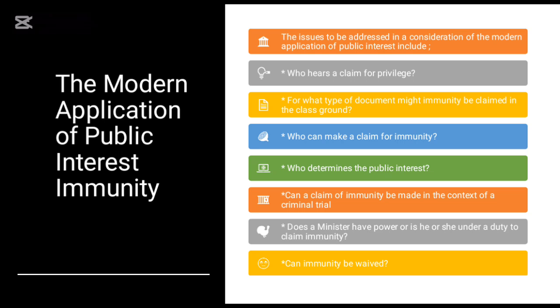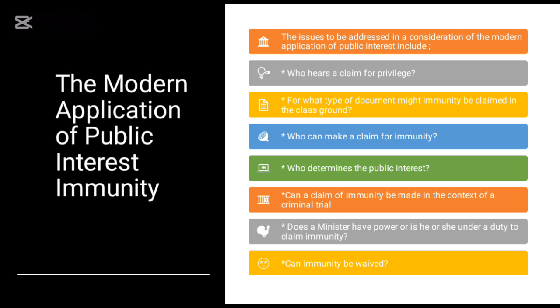Then the third one is who can make a claim for immunity. Government ministers typically have the claim for immunity. In some cases, this claim might also be made by officials acting on behalf of the government, such as civil servants or law enforcement agencies when the issue concerns national security.